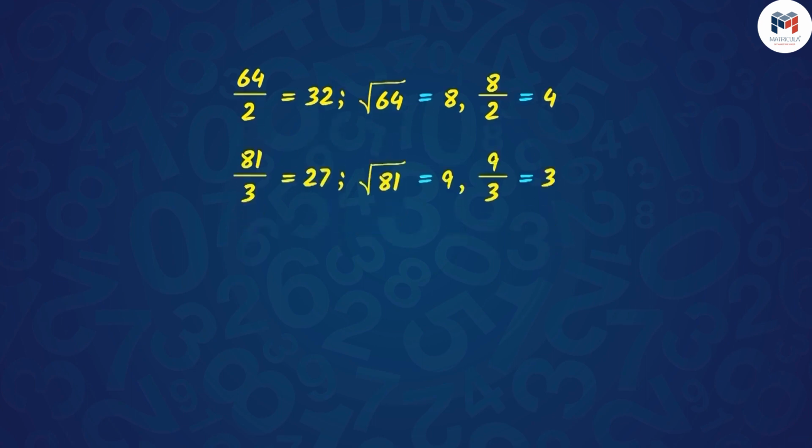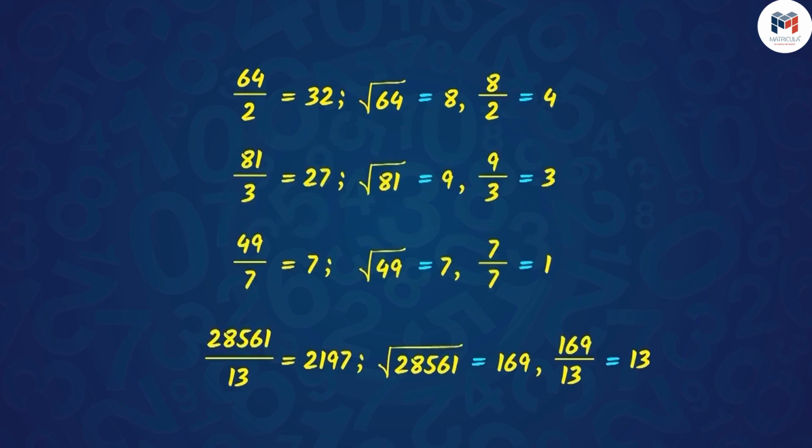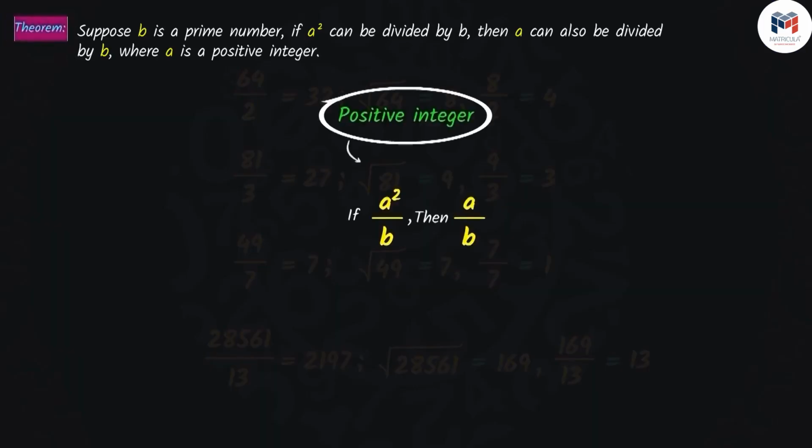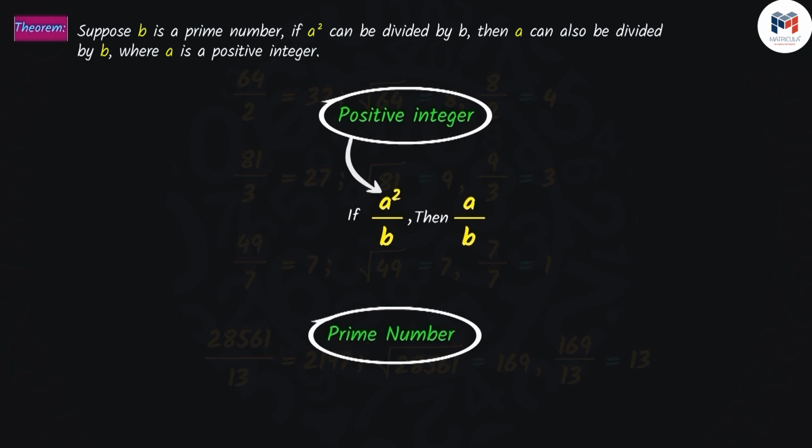If we continue to do the same with other numbers, what do you observe? Based on these examples, we can say that for a positive integer a, if a squared is divisible by any prime number, say b, then the number a will also be divisible by b.